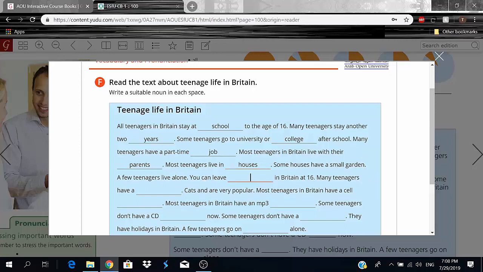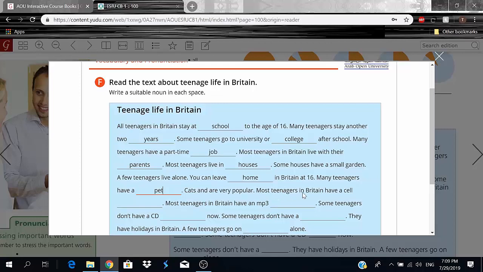You can leave, I'm guessing, home. You can leave home in Britain at 16. Many teenagers have a... Alright, again, same thing. You don't know what he's talking about? Go forward. Cats and, I'm guessing, dogs. They forgot to write it down. So cats and dogs are very popular. So yes, now I know that he's talking about pets, right? Have a pet. Oh, have a pet. Okay. Oh, my bad. Cats and dogs are very popular.